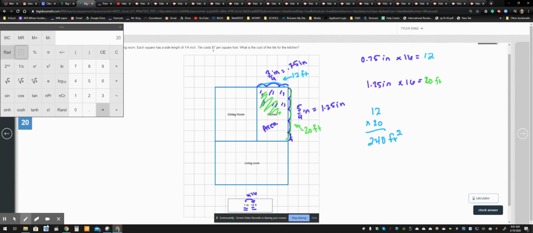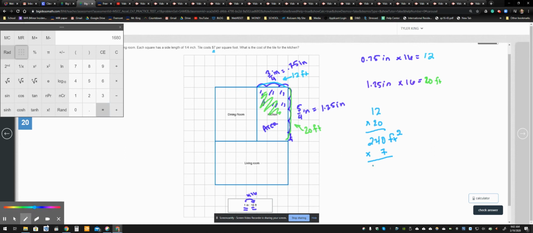Now we know that it costs $7 per square foot. Well, we have 240 square feet. So we're going to times this by the $7 per square foot to find how much it's going to cost. So what we're going to do is grab our calculator. We're going to take 240 times 7, and that's going to be equal to 1680.